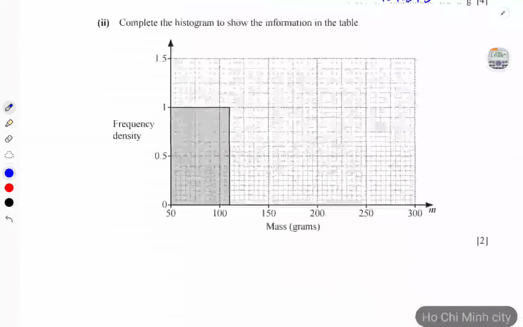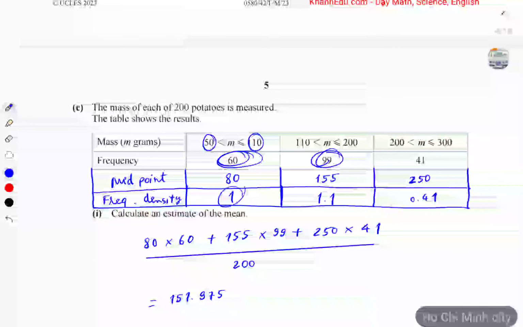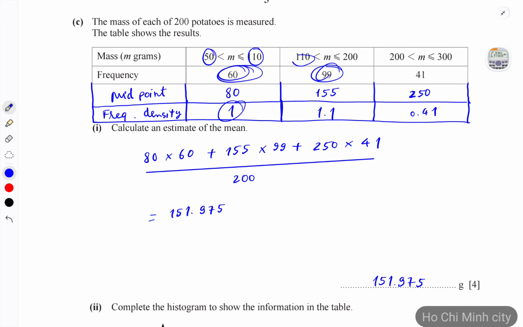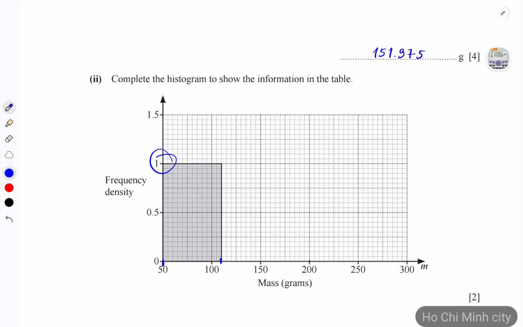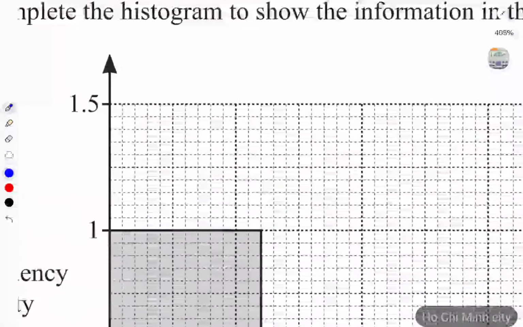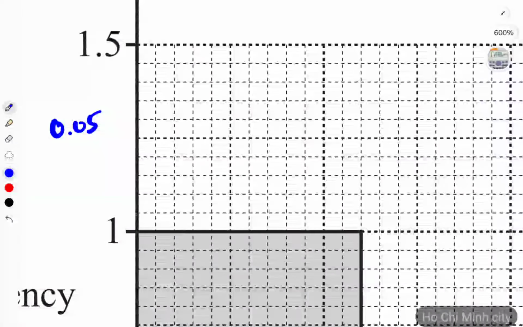All right, so now we have the frequency density. We can easily plot the histogram. So for the first interval from 50 to 110, the frequency density is 1. All right. So for the next one, from 110 to 200, the frequency density is 1.1. So here is 1.5. All right, so let's see how many divisions between them. 1, 2, 3, 4, 5. We have 10, right? So each of them would be 0.05. We need 1.1. So 1.05, 1.1 is here.